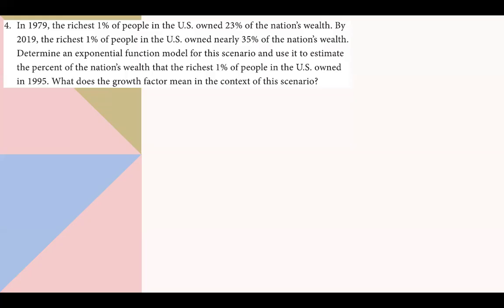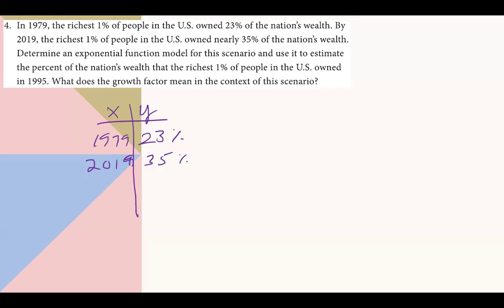Okay, so before I let you go, we're going to create a table of information and we're going to talk about putting years in. So here we're at 1979, and in 1979, how much was it? 23%. They own 23% of the wealth, correct? And 2019, they own how much? 35% of the nation's wealth, not population, nation's wealth.